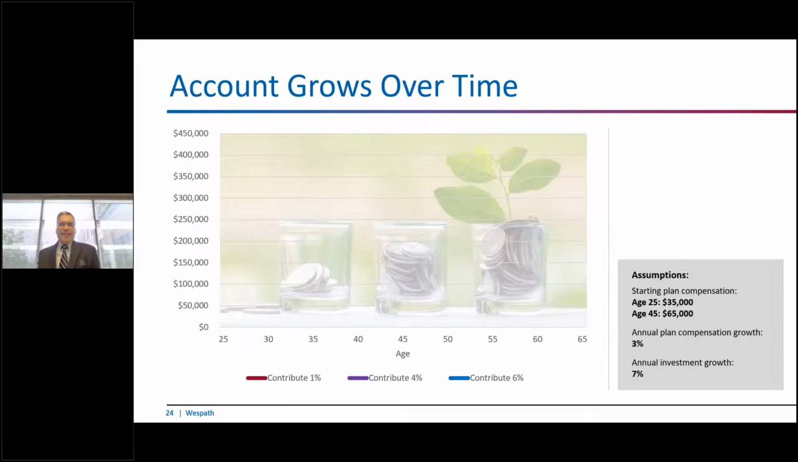This chart I really like because it illustrates a couple of things. Time is very important in retirement savings. It's not possible to build up balances in a month or a year, but over long, consistent periods of time, setting aside money.